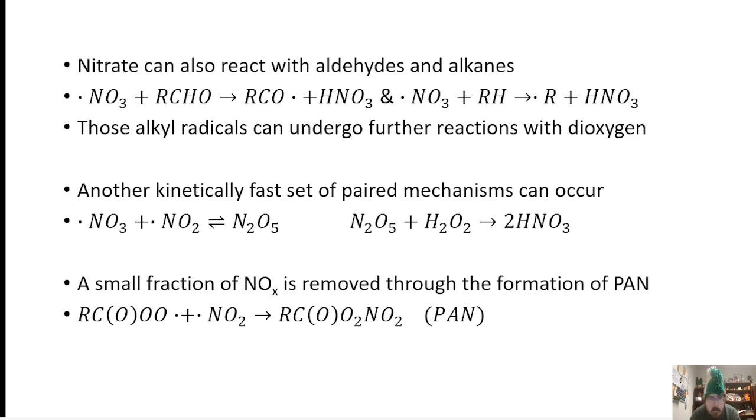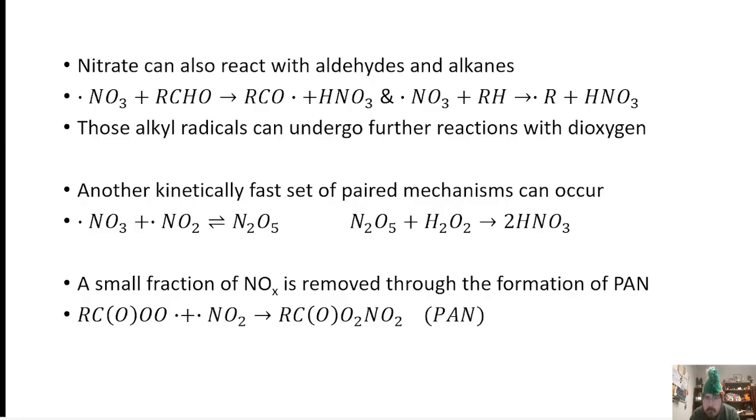So the nitrate, the nitrogen trioxide radical, is a very reactive radical, as we can see by all these other reactions that it can do. It can react with NO2, it can react with NO, it can react with aldehydes, it can react with hydrocarbons. But the nitric acid is one of those terminal products. And of course those alkyl radicals can undergo further reactions with dioxygen, as we saw.